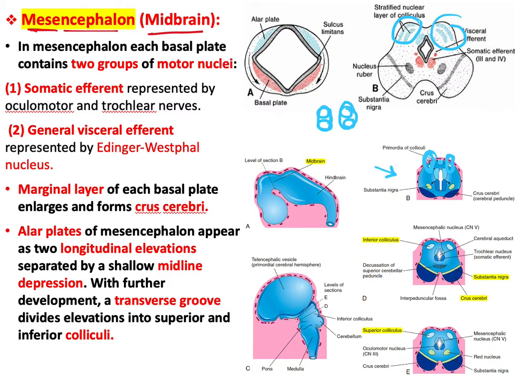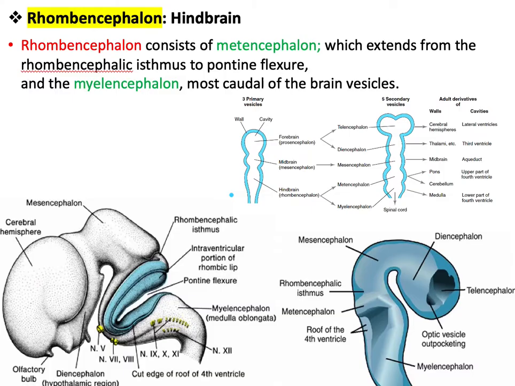So you have one on the right and one on the left, but with further development, these colliculi are divided by a transverse groove. That means you have two superior colliculi and two inferior colliculi. They have functions related to, for example, the superior colliculus moving the eye, and moving the head and neck toward the stimuli. Also the inferior colliculus has a connection from the ear, responding to sound, moving your head and neck toward the sound.